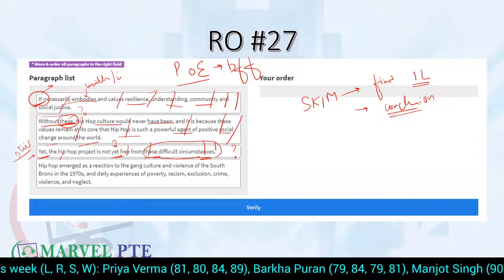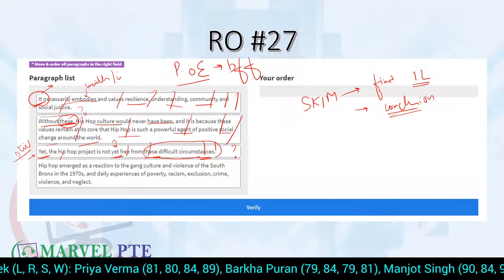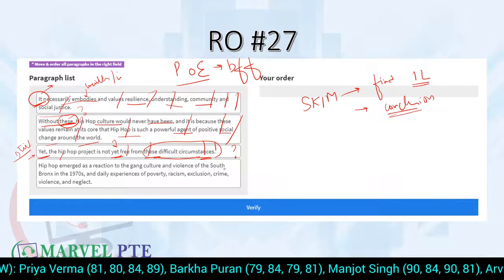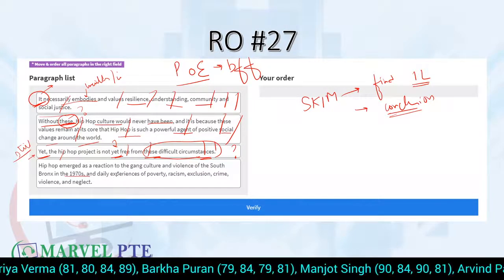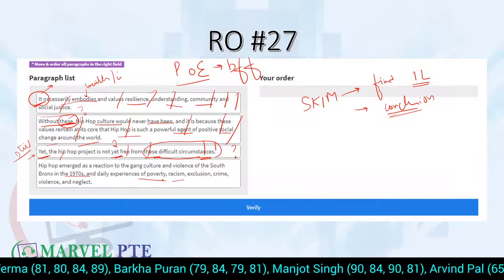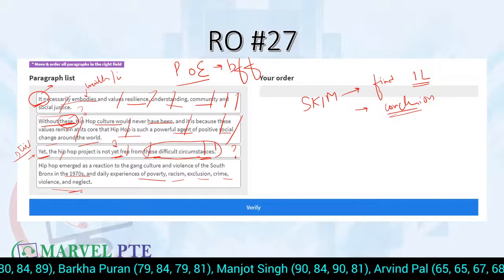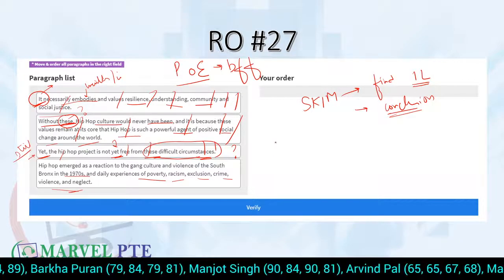And we are just left with one line which is an independent line. And let's see if this makes sense or not. Hip hop emerged as a reaction to the gang culture and violence of the South Bronx in the 70s and daily experiences of poverty, racism, exclusion, crime, violence and neglect. Yes, it seems like an independent line also.